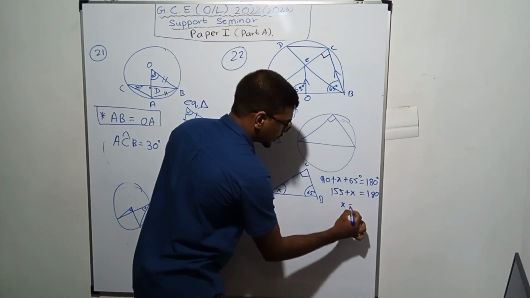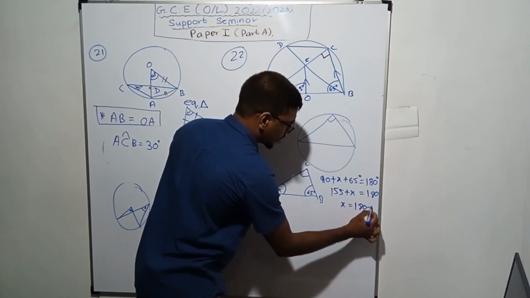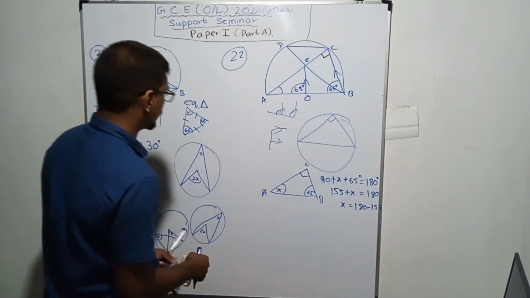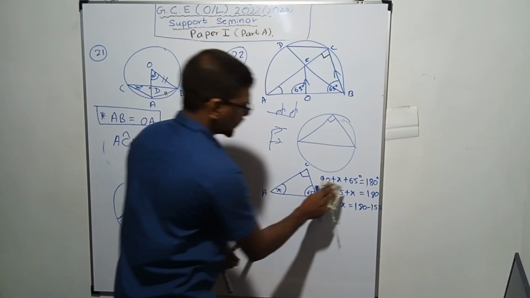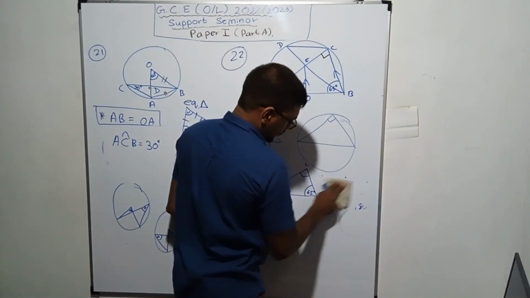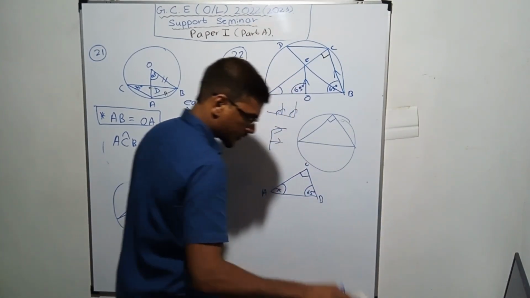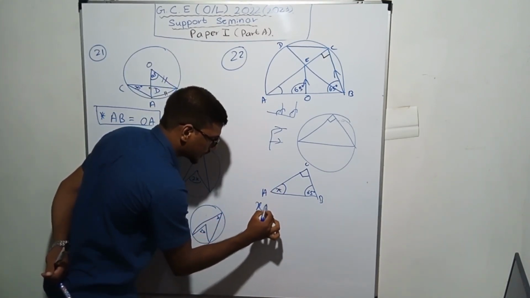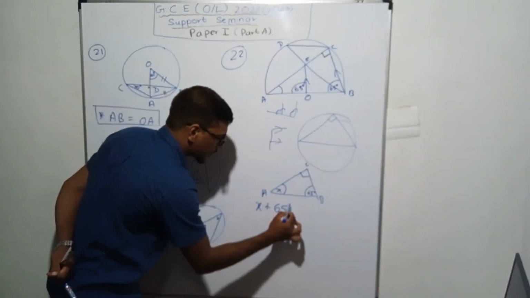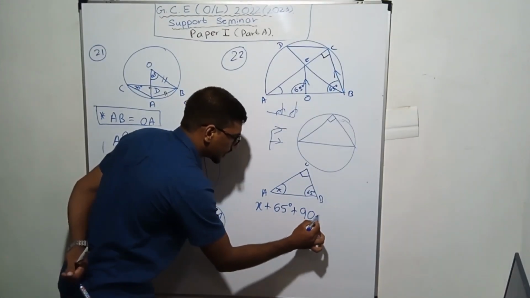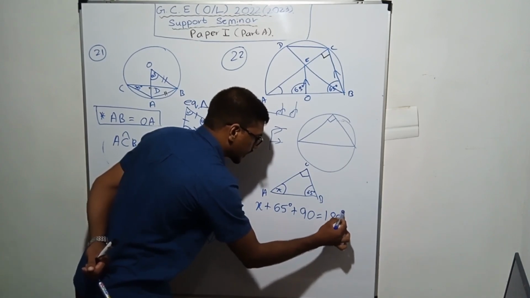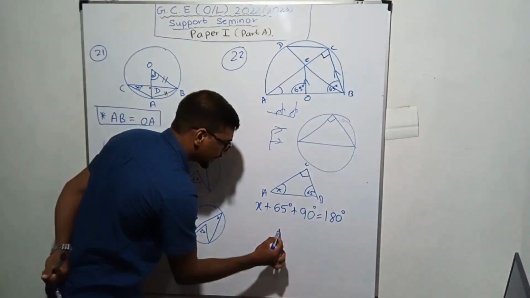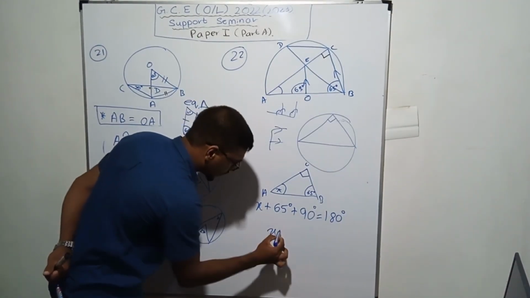X will be 180 minus 155. Shall I write it somewhere else? Yes, it's better. Wait. We can apply the interior angle sum of a triangle is 180. So x plus 65 degrees plus 90 is equal to 180 degrees. So we can add these two, 65 plus 90, 155.